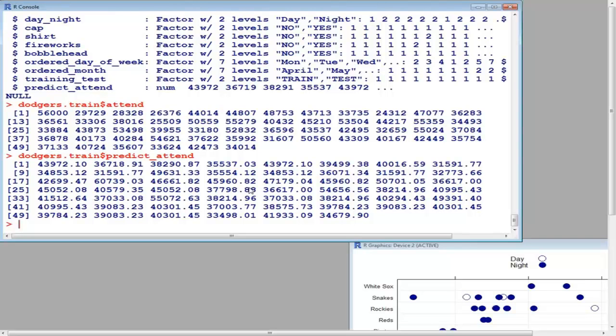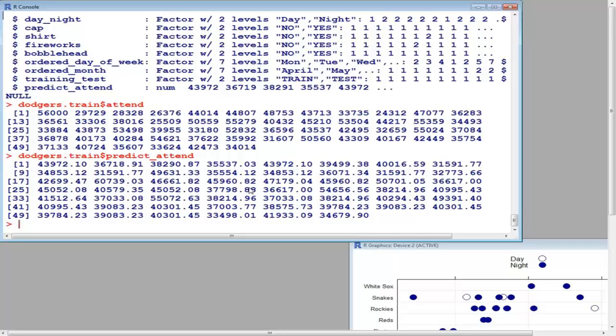Okay, so now we have an equation that will predict attendance based on what the day of the week is, what the month of the year is, and whether it's bobblehead or not. Okay, you understand? So when we fill those in, the LM function created a model which will predict the attendance. Does this make sense? So that's what the LM function did. Any questions so far?